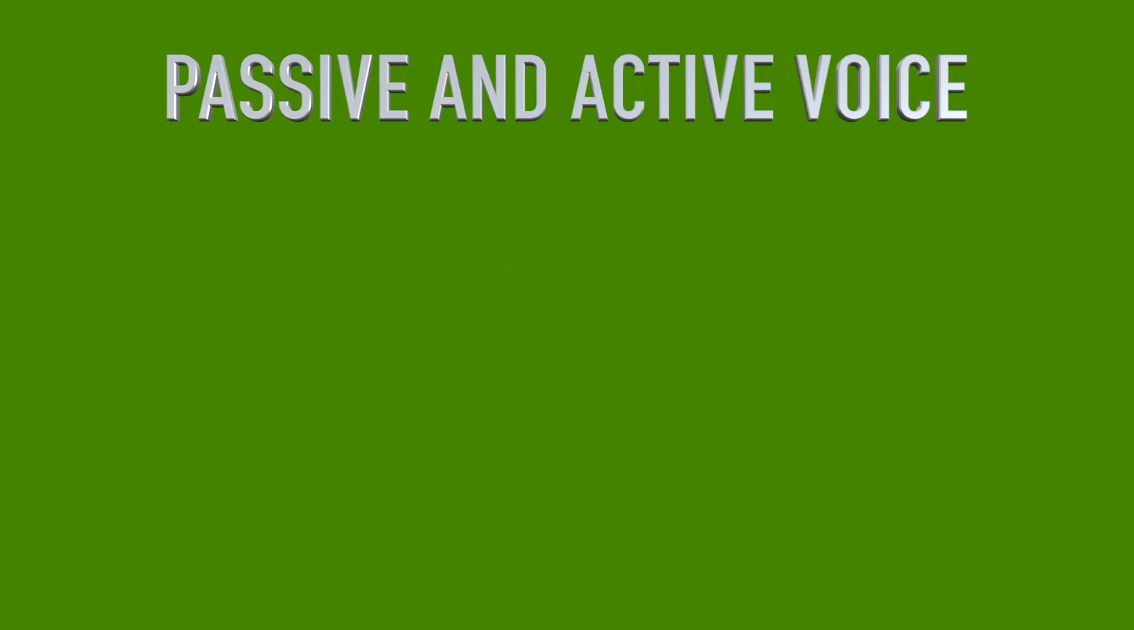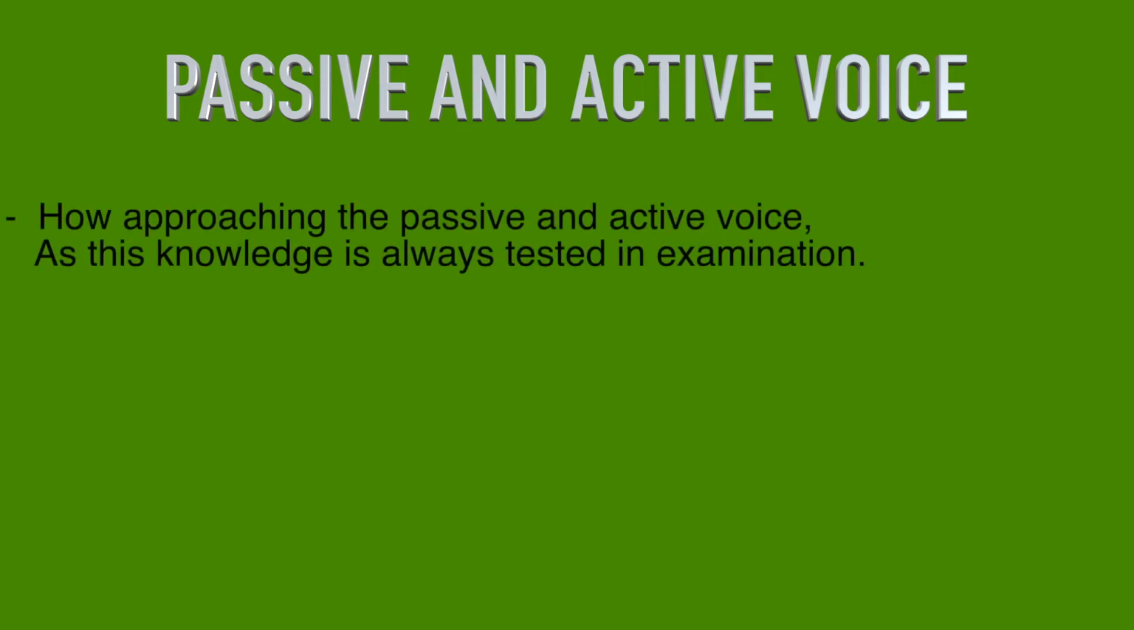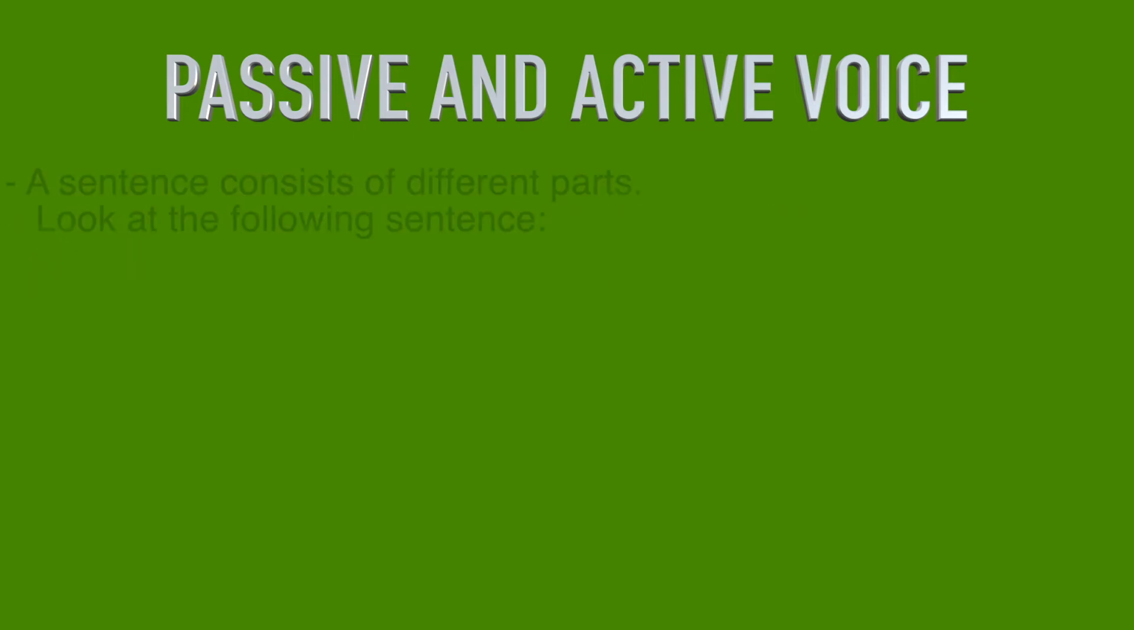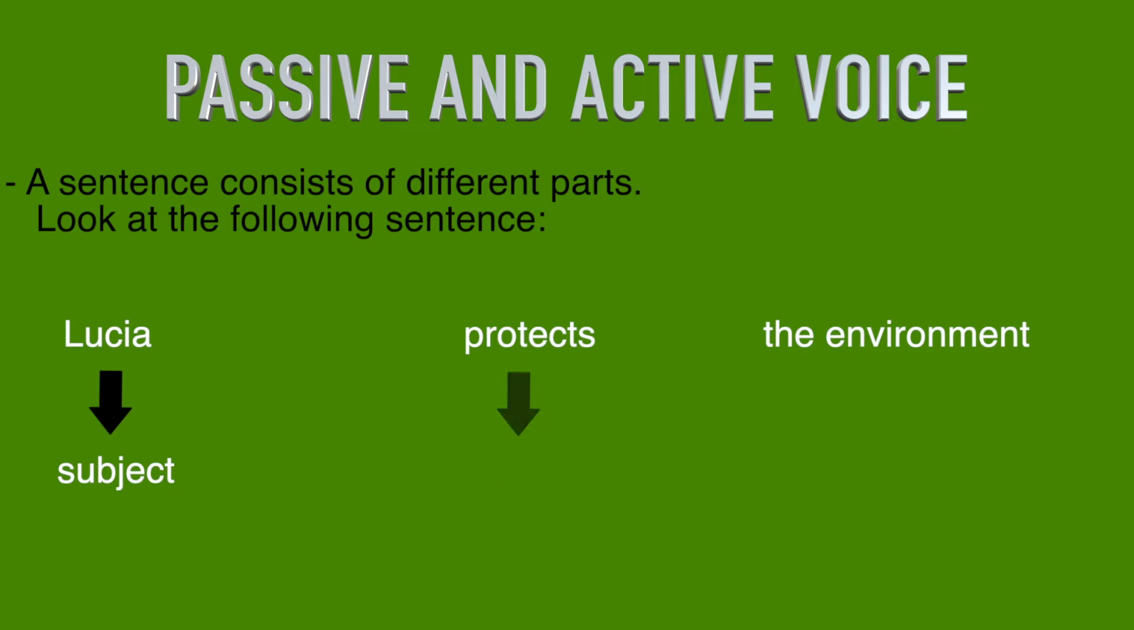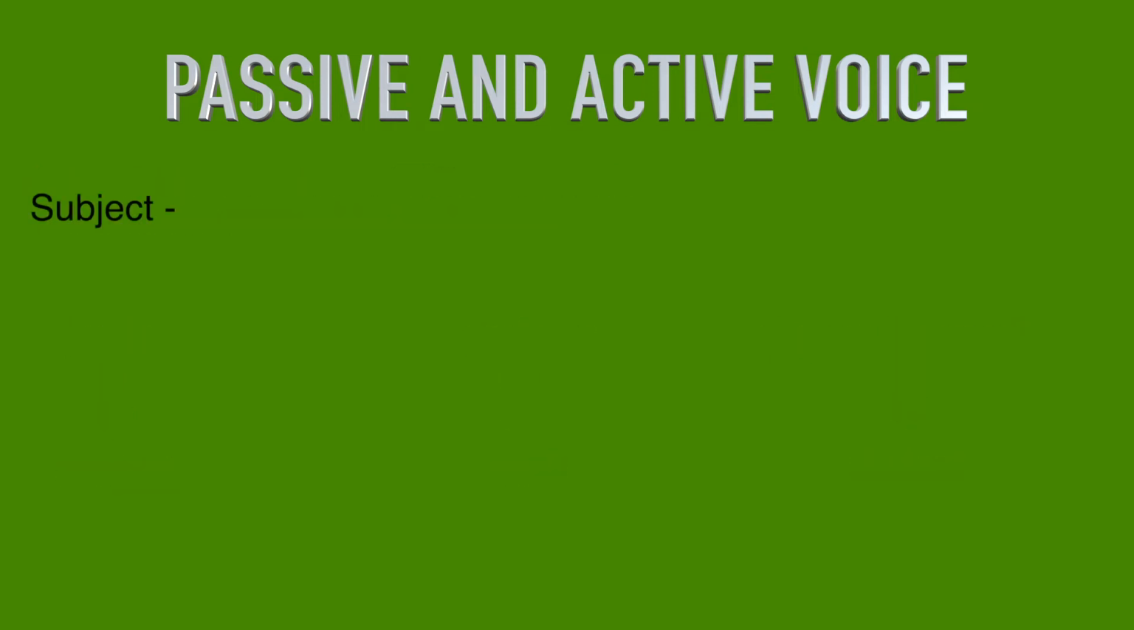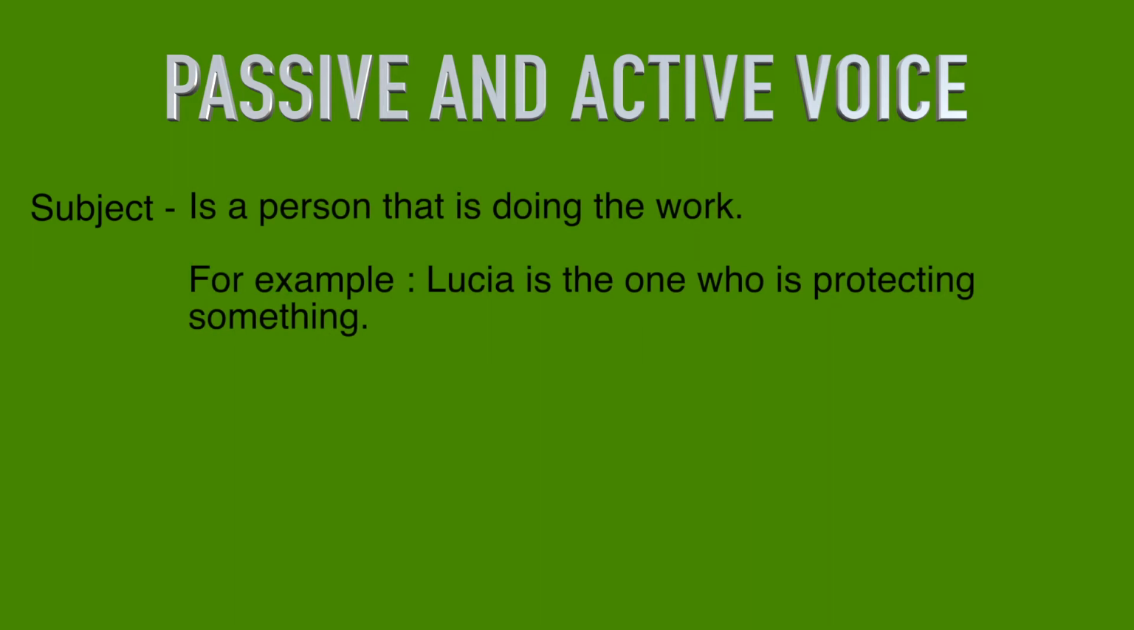Let's quickly look into the details of how to approach the passive and active voice, as this knowledge is always tested in the examination. A sentence consists of different parts. Look at the following sentence. Lucia protects the environment. Lucia is the subject, protects the verb, and the environment is the object. So, a subject is a person or thing that is doing the work. Lucia is the one who is protecting something.